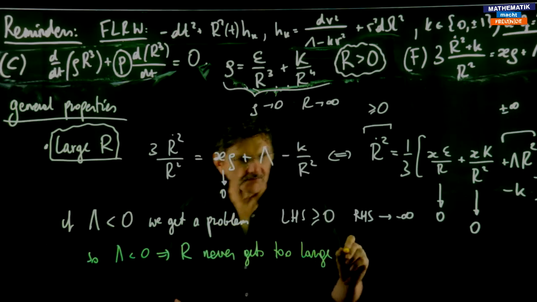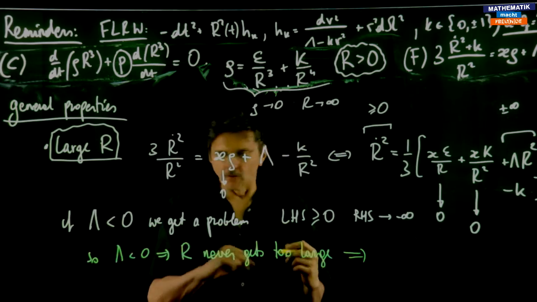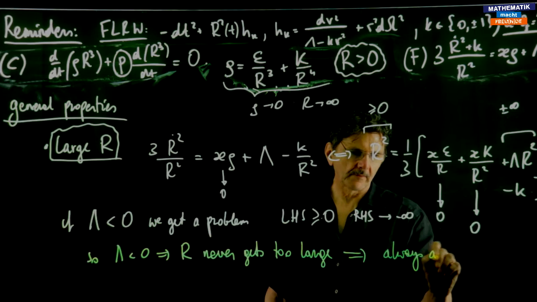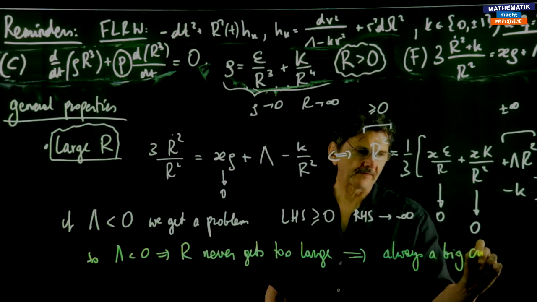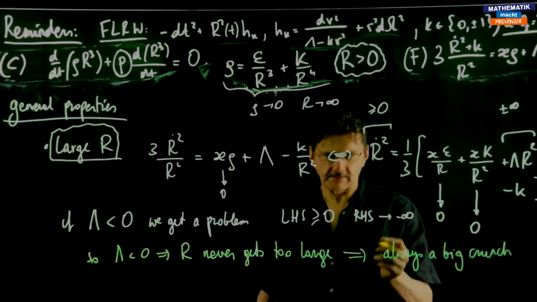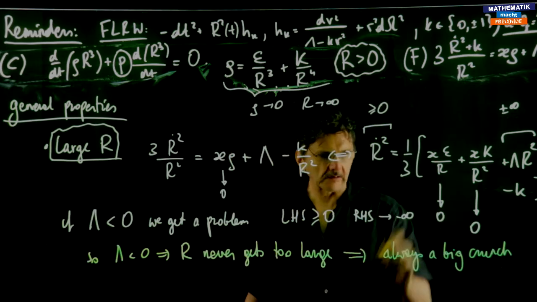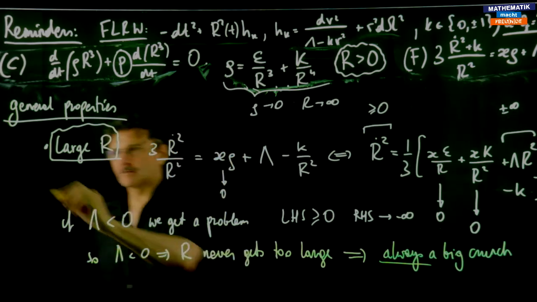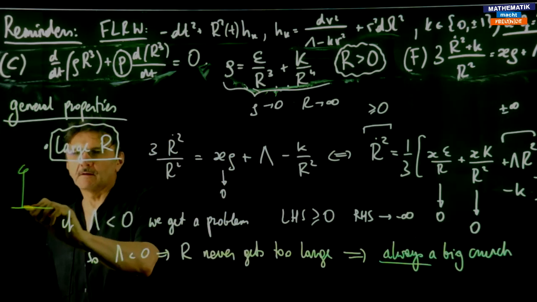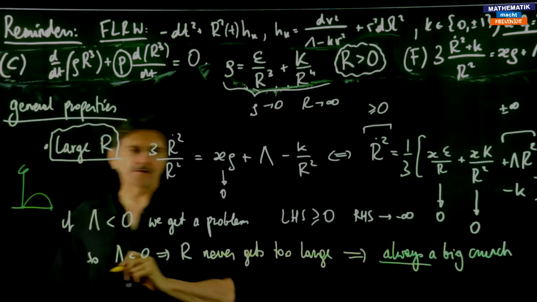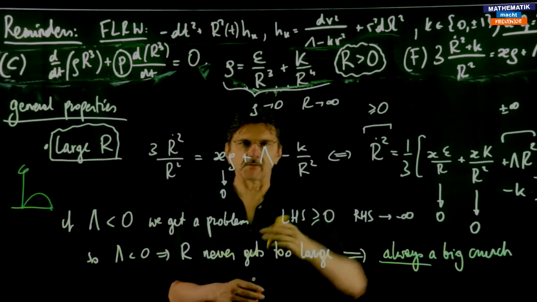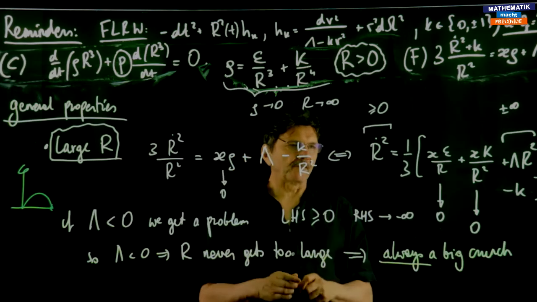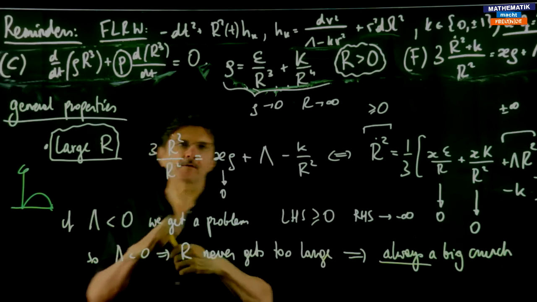And therefore there is always a big crunch. Well, this is always a big crunch. I haven't justified this correctly, but that is true, right? So now for lambda equals zero, you'll always be in one of these models where you get a big crunch, never going to get a big freeze. Good. So that's one thing we can say about this equation.